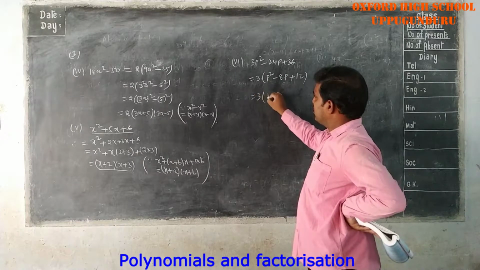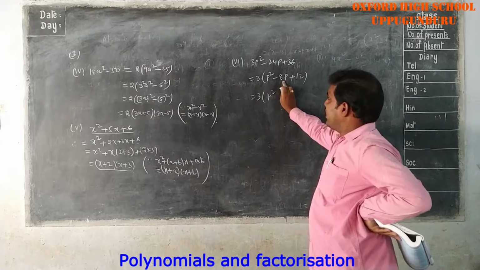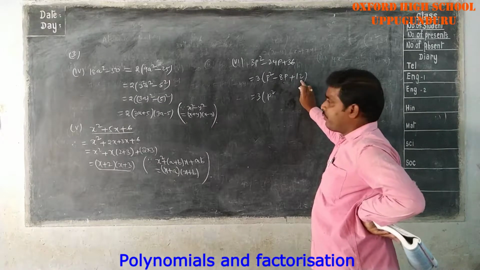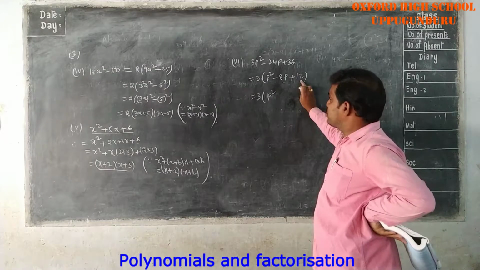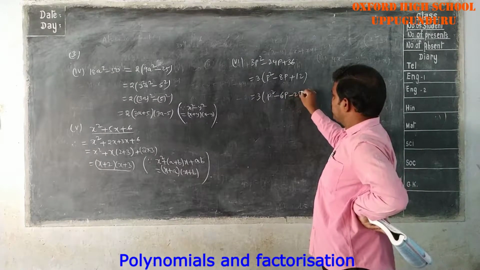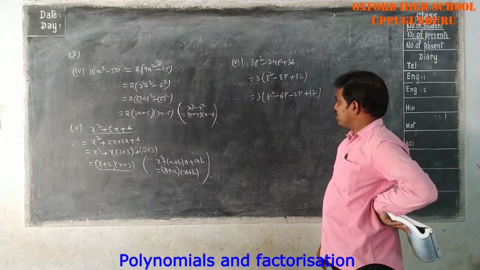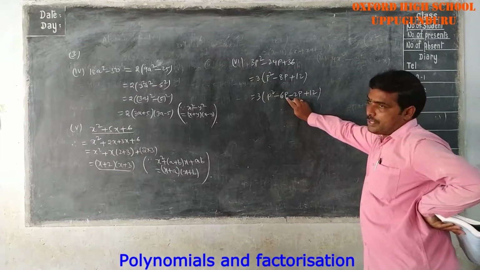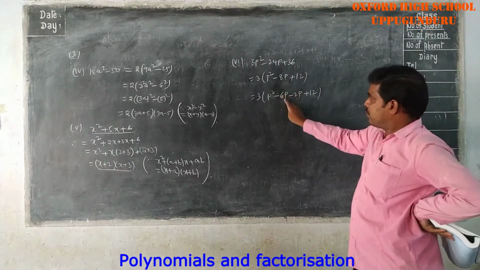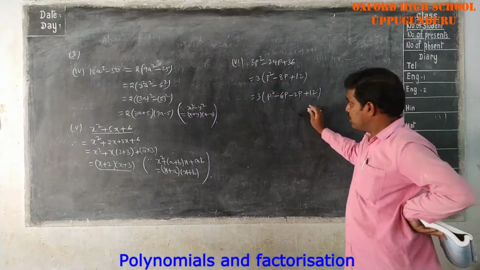3 of p square, this 8p you can write, factors of 12, 6 2s are 12. This you can write as minus 6p minus 2p plus 12. When you observe these two, minus 6 and minus 2, you will get minus 8p. Minus 6 into minus 2 you will get plus 12.